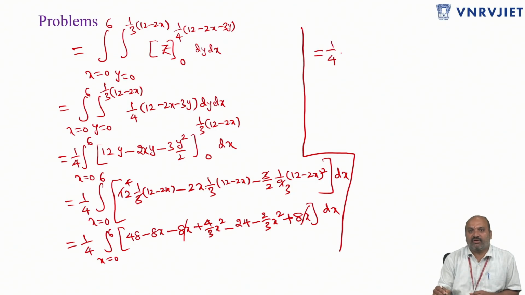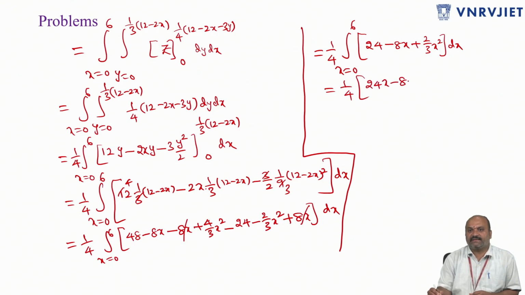This is equals to 1 by 4 integral x varies from 0 to 6. First let's write the constant term, 48 minus 24, which is 24. Next, x terms, it is minus 8x. Next, square terms, 4 by 3 x square minus 2 by 3 x square. So denominator same, subtract the numerator, plus 2 by 3 x square into dx. So now integrating with respect to x. 24 is constant, integral 1 dx is x, minus 8 into integral x dx is x square by 2, plus 2 by 3 x square, integral is x cube divided by 3, upper limit 6, lower limit 0.